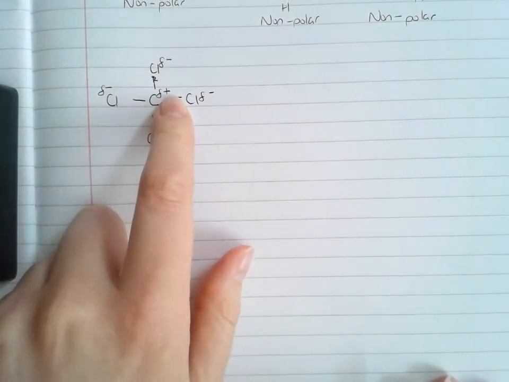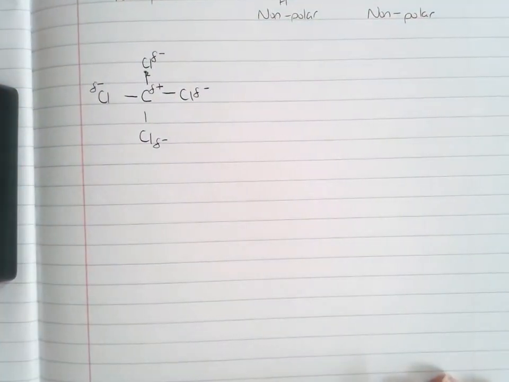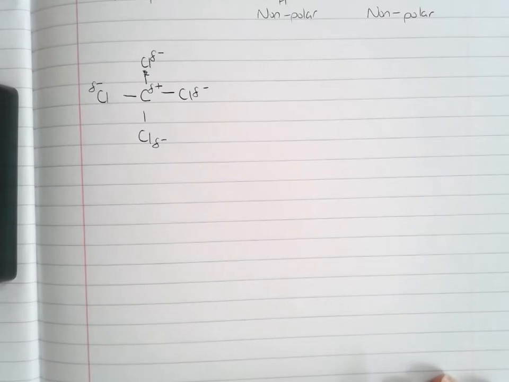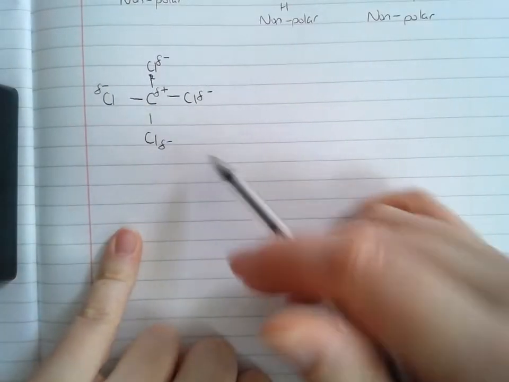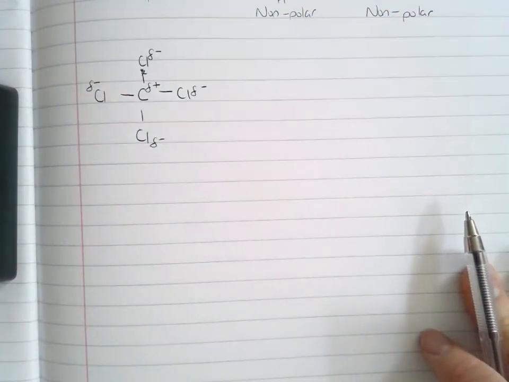Remember it's delta positive because carbon's not actually losing an electron. So it doesn't have a full positive charge, it has a partial positive charge. And similarly, chlorine's not actually gaining the electron, it's just partially gaining it. So we say it's delta negative, not fully negative. So I've got 4 polar bonds in this molecule. You might then assume that overall the molecule is polar.